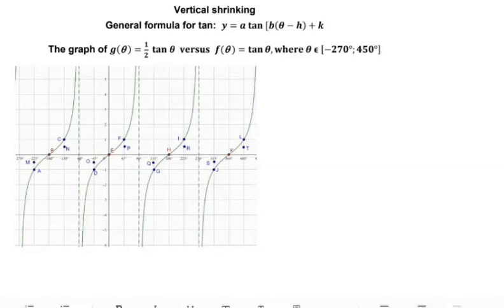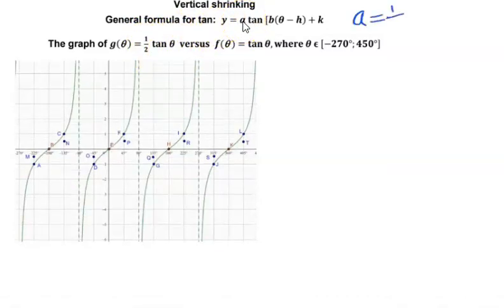This video deals with vertical shrinking, and I want you to note the general formula for the tan graph, where we have A times tan(B times (theta minus H)) plus K. So if we look at the graph of g, which is half tan theta, then the A value is equal to a half, whereas B is equal to 1, H is equal to 0, and K is equal to 0.